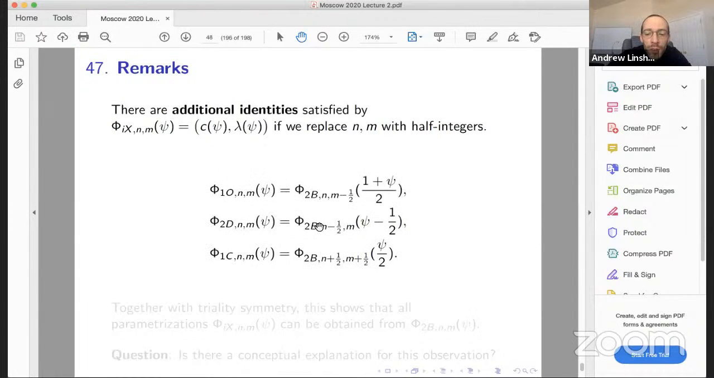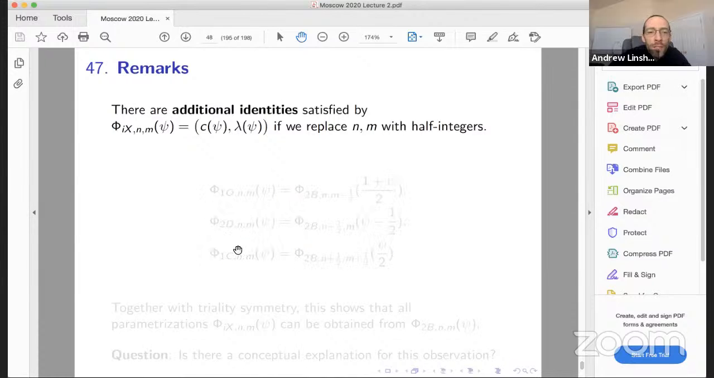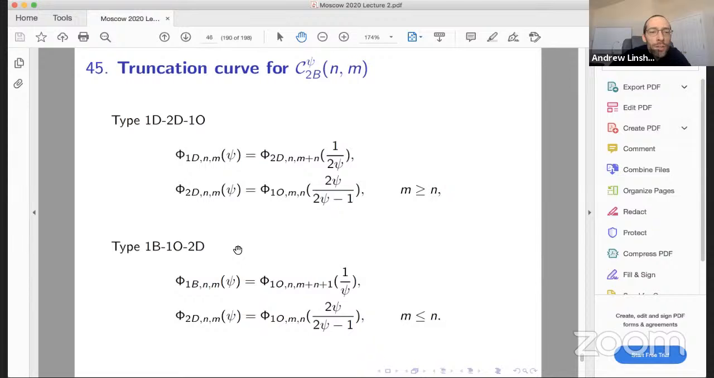If I take the 2b family, I wrote down the explicit formula for the 2b family. If I replace m with m minus a half, and I do a shift of level, I get the 1o family. And this just comes from the explicit formulas that I didn't write down. You can check these things. If I instead take the 2b family and replace n by n minus a half and do another shift, then I get the 2d family. And if I replace both of them by, in this case, I add a half, then I get the 1c family. So you see from this, I get something in all the triality classes. From 2b, I get 1o, 2d, and 1c. And then from the trialities, I get all the others.